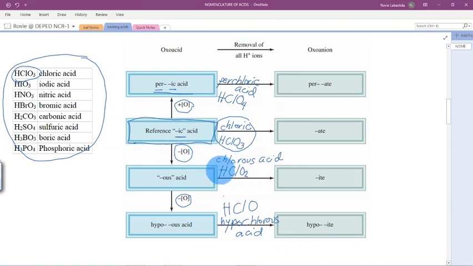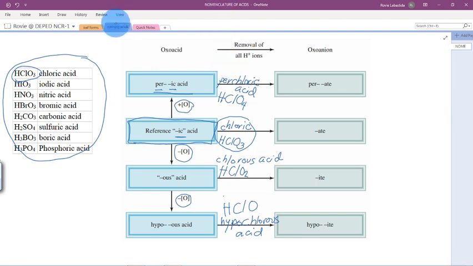And then, from our reference, which is chloric acid, if we remove one oxygen atom from the formula, it will become HClO2. That is called chlorous acid, an ous acid. And from an ous acid, if we remove another oxygen atom from the formula, it will become a hypo-ous acid. So the name will be hypochlorous acid. I hope you got that one.